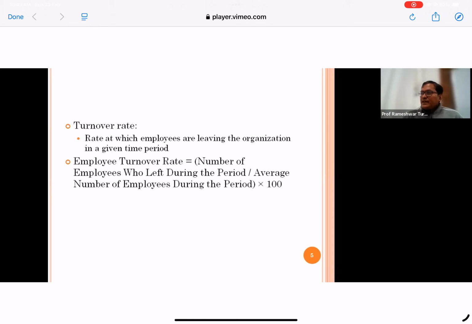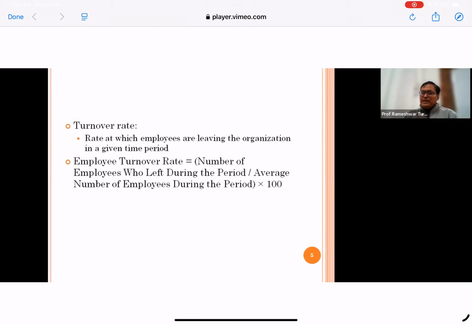Okay, sir. So the turnover rate is calculated like this. There is a particular period; here the period is one year. We are not calculating turnover rate for a recruitment cycle. We are calculating turnover rate for a period. The way turnover rate is calculated is like this.